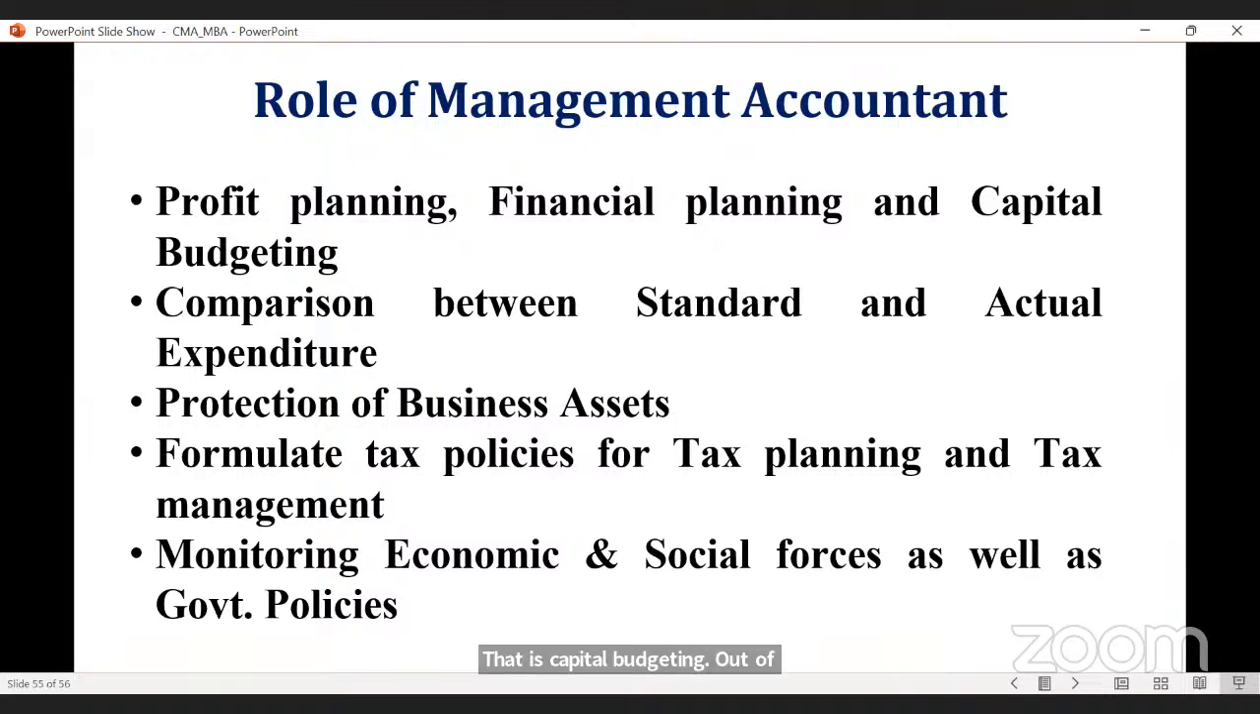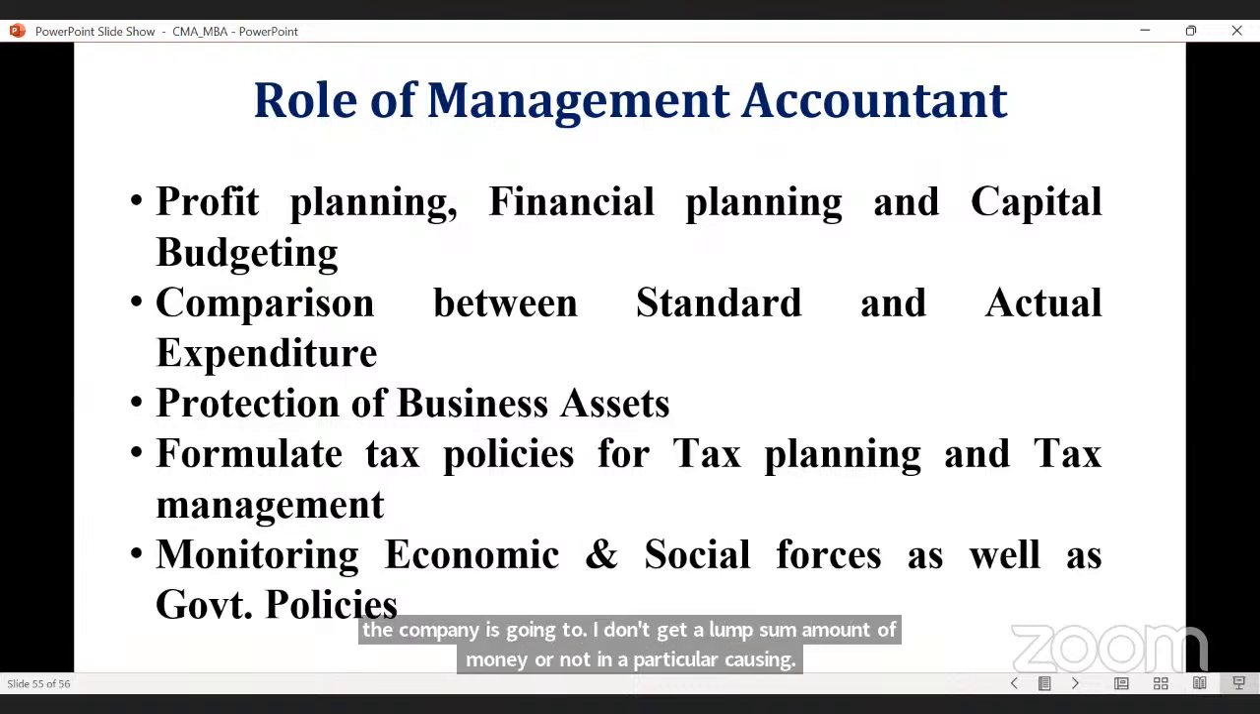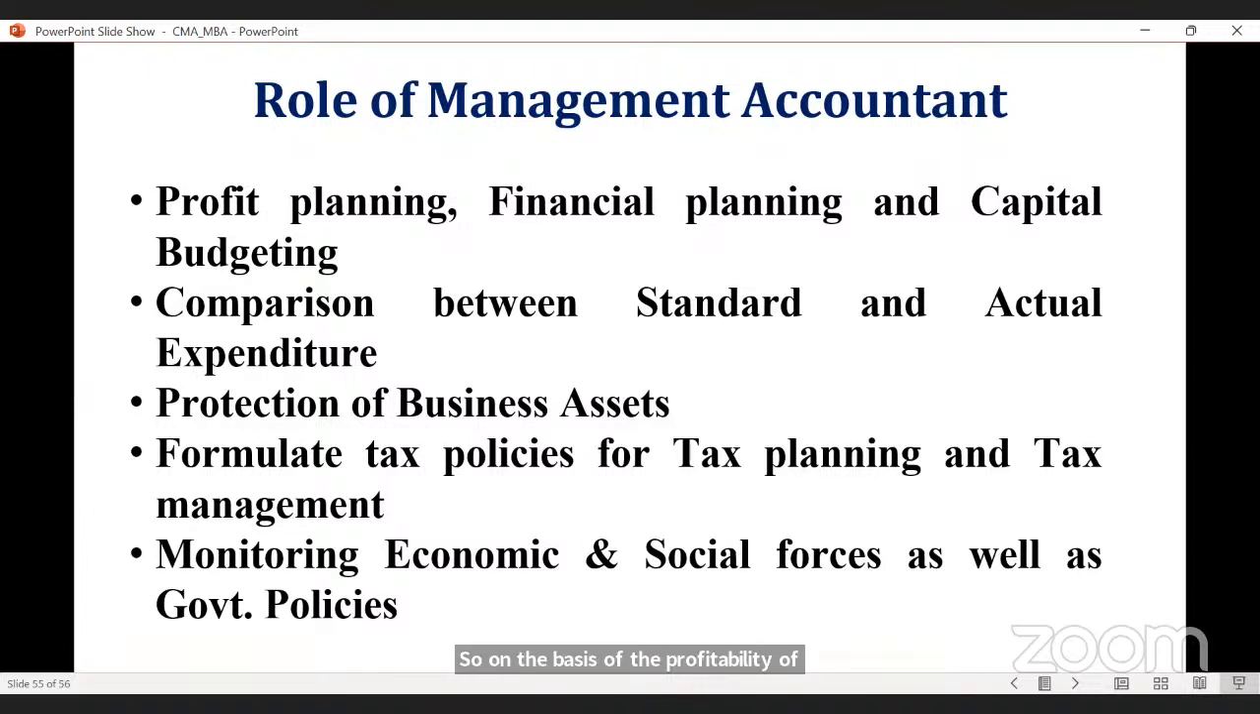Under capital budgeting, what will it do? The management accountant again will look after the various projects of the business. So it can go for the project feasibility study, whether the project is viable or not, whether the company is going to allocate a lump sum amount of money or not in a particular project. So on the basis of the profitability of the project, the company can take the decision whether it is going to invest or not to invest. So this capital budgeting decision, that means the project feasibility study, is also prepared and submitted to the top management by the management accountant.